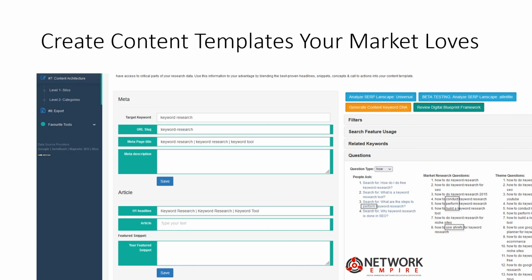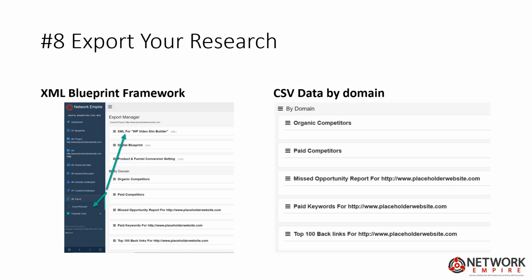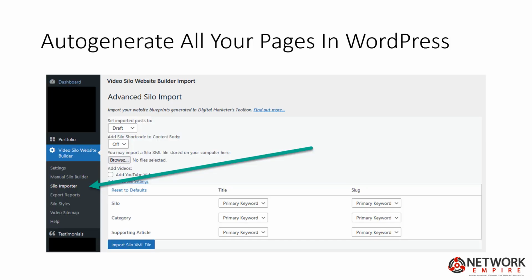All right. So how do we export out of DMT once we've done this process? We're simply coming to the end of our production line at stage 8, export. We're going to click on the export manager, and we're going to click on XML for WordPress Silo Builder. We can also export by domain. So when we come to our projects, we change the project from one domain to another, we can go grab what keywords there are in CSV and then pull it across to use in other tools as well. So this is what's super awesome about Digital Marketers Toolbox. I come in, I export, I grab my XML, and then I hop across to my website.